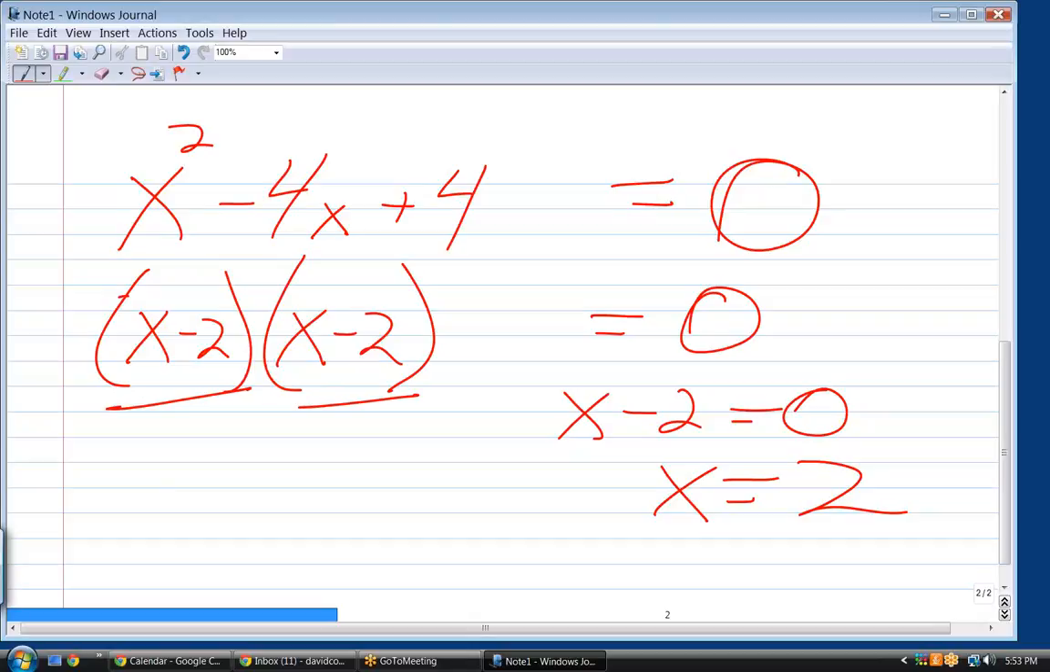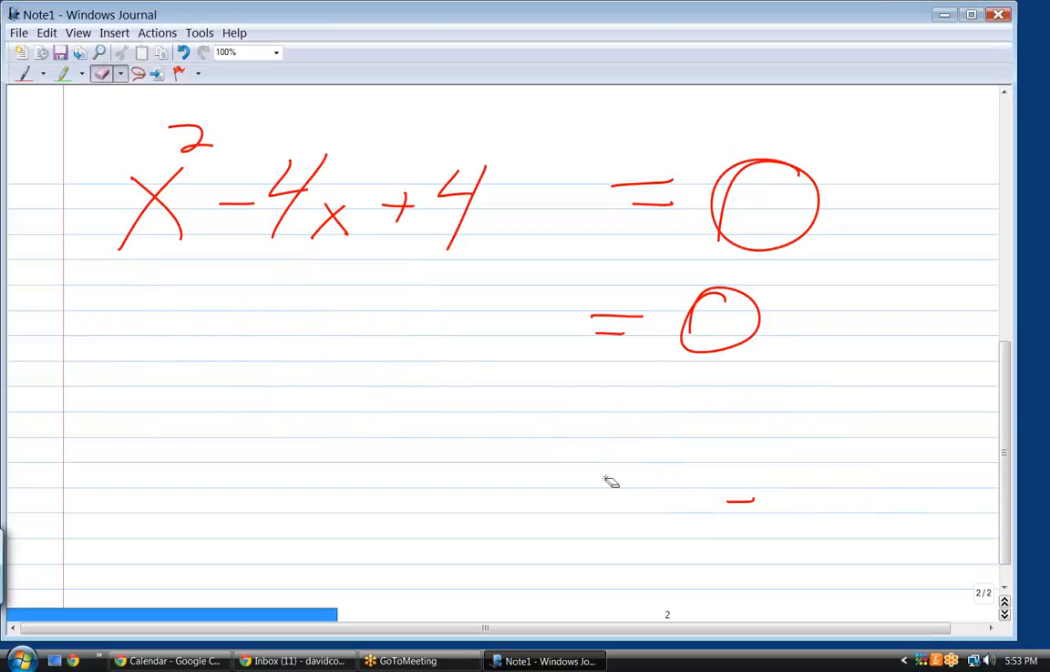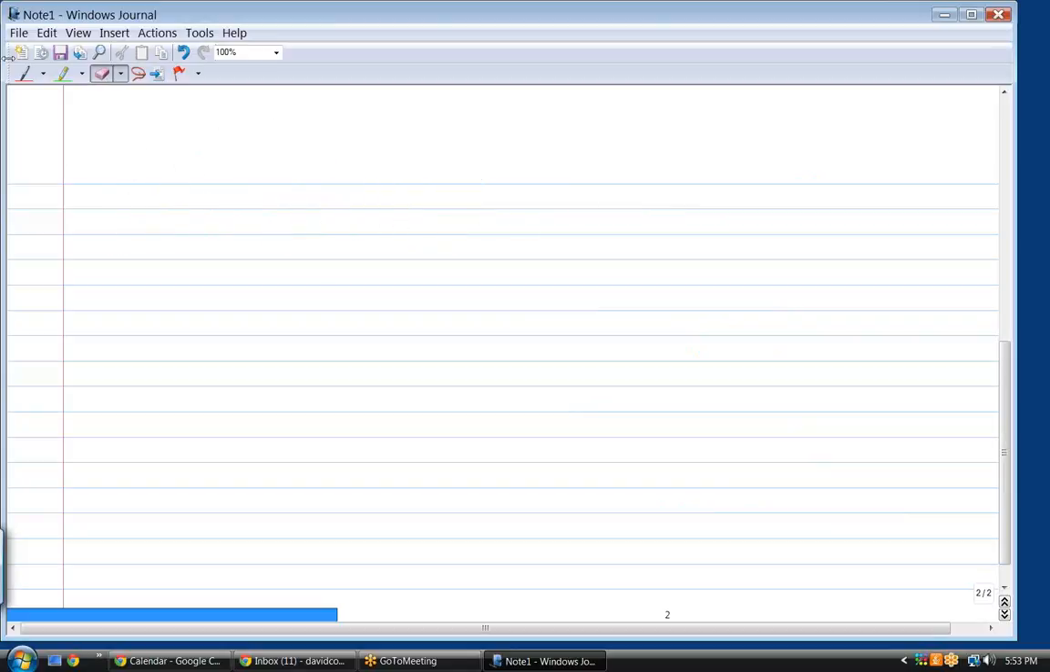So you don't always get two different answers with a quadratic, but if you're only getting one answer, you haven't done enough. You need to find your second answer, make sure that it's included in your answers. Now, let's look at that previous one just a second here again.